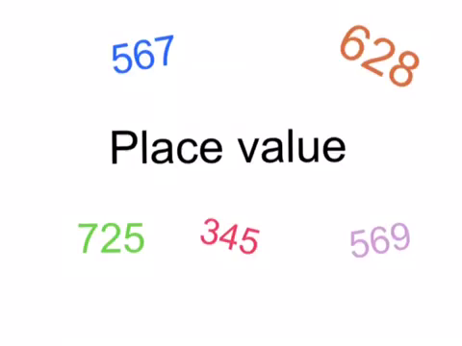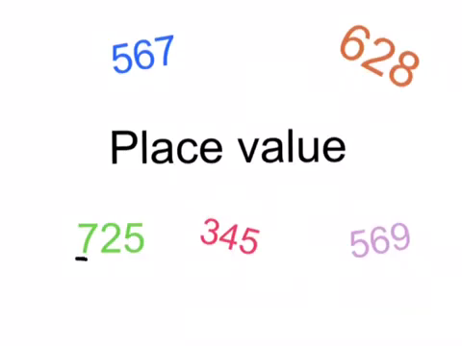Today we're going to be talking about place value with 3-digit numbers. These are all 3-digit numbers because they have 3 digits in them. This is how we would read the number 725, 345, 569, 628, 567. Now each of those digits in that number has a different value.